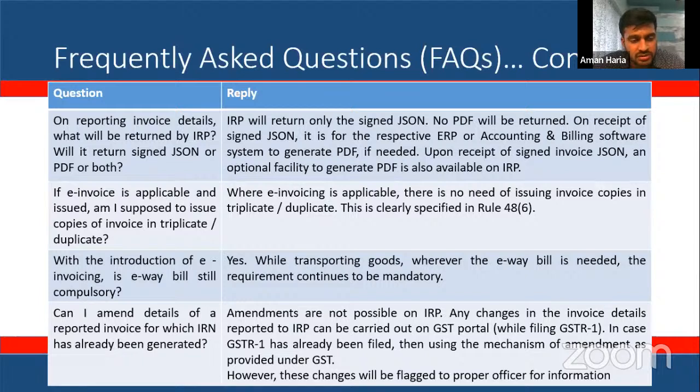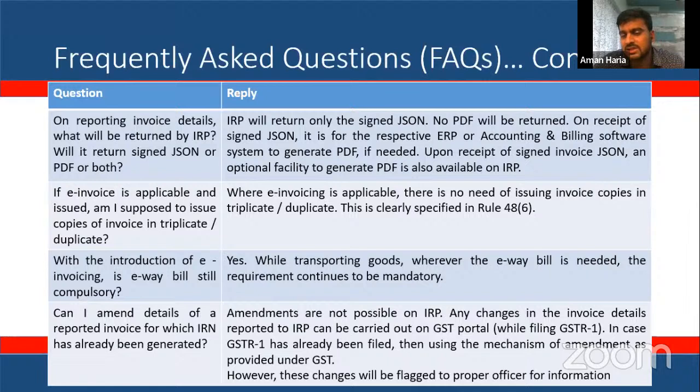So what was asked was, can you amend an invoice which is reported to the IRP, and the IRN has already been generated? For such cases, the department has stated that amendments are not possible once the IRN is generated by the IRP. What they, however, say is, once these details are auto-populated in the GSTR1 return, before filing, you can edit the invoice. And if there is any amendment, that can be done on the GST portal, where we currently file returns, and not on the invoice registration portal.